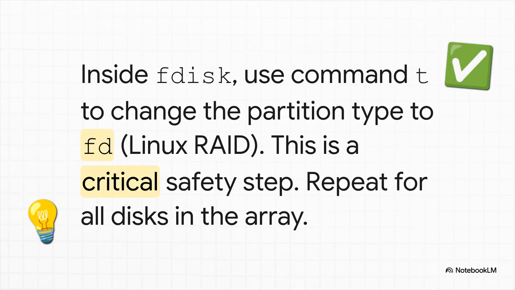To do this, we're going to use a classic command line tool called fdisk. Once you're in there, the most important step is to change the partition's type. You'll hit T for type and then enter the code FD. That FD stands for Linux RAID Auto, and it's basically the special handshake that tells the system this partition is ready for RAID. And of course, you've got to do this for every single disk you want to include.